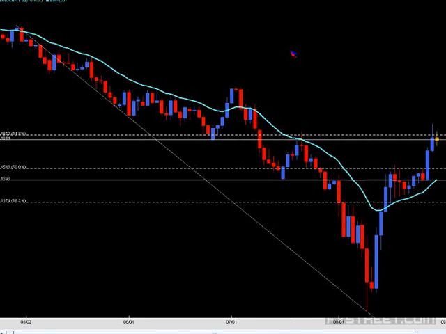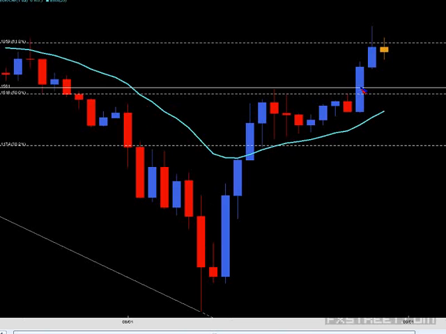Zooming in, 1560 entry, 1 pip off. We'll just leave it there. I had a decision to make here.